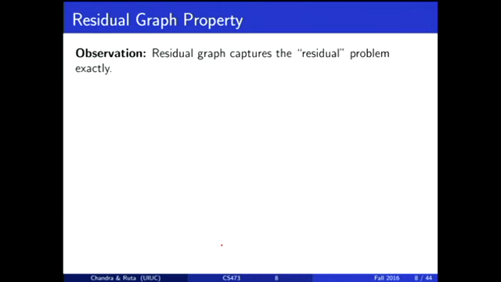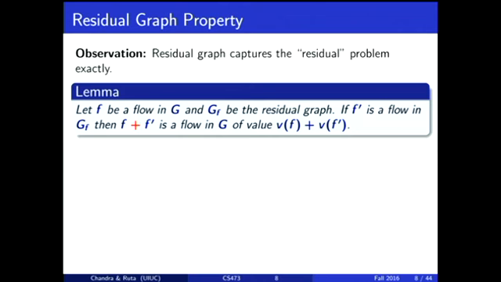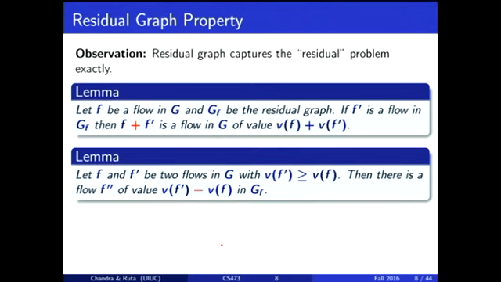So the main observation is that the residual graph captures the residual problem exactly. Here is a key lemma, which we'll see later. If you start with a flow on the original graph and create the residual graph, now it's a new graph. You compute some flow on the new graph. You can add that back to the original graph. So if I compute a flow on the residual graph, I can add it to my original flow and I'll get a new valid flow.